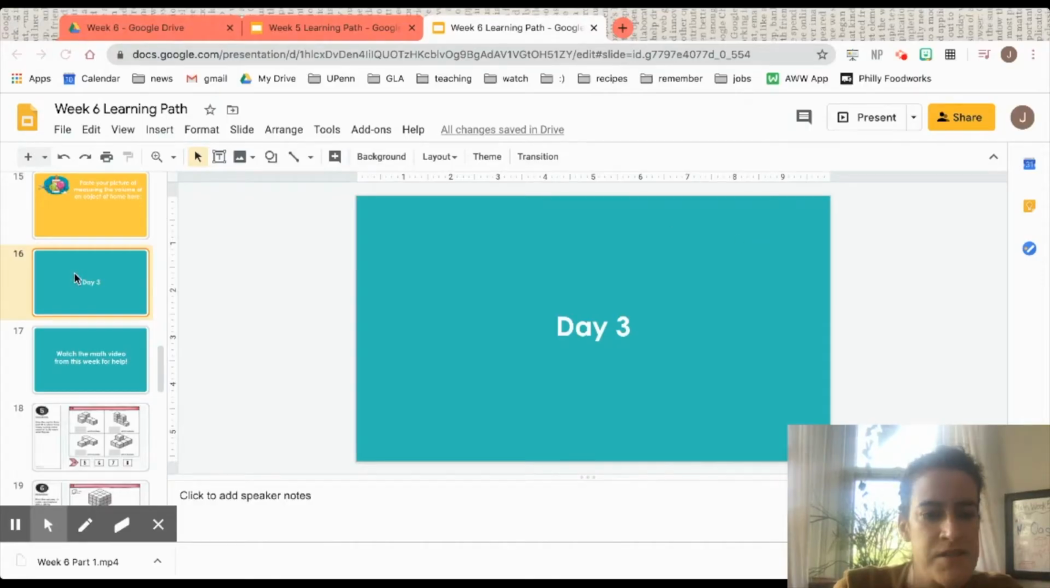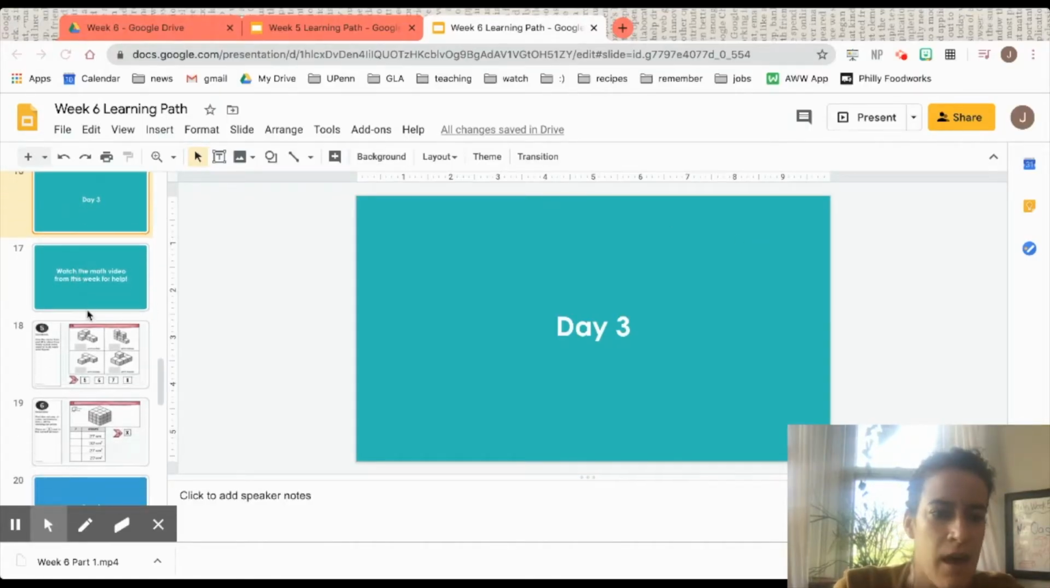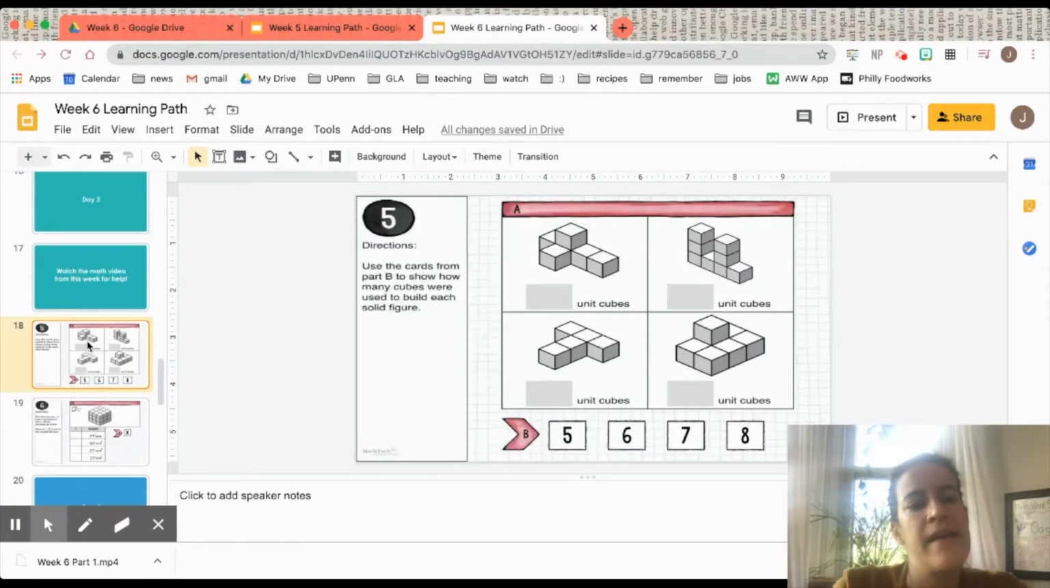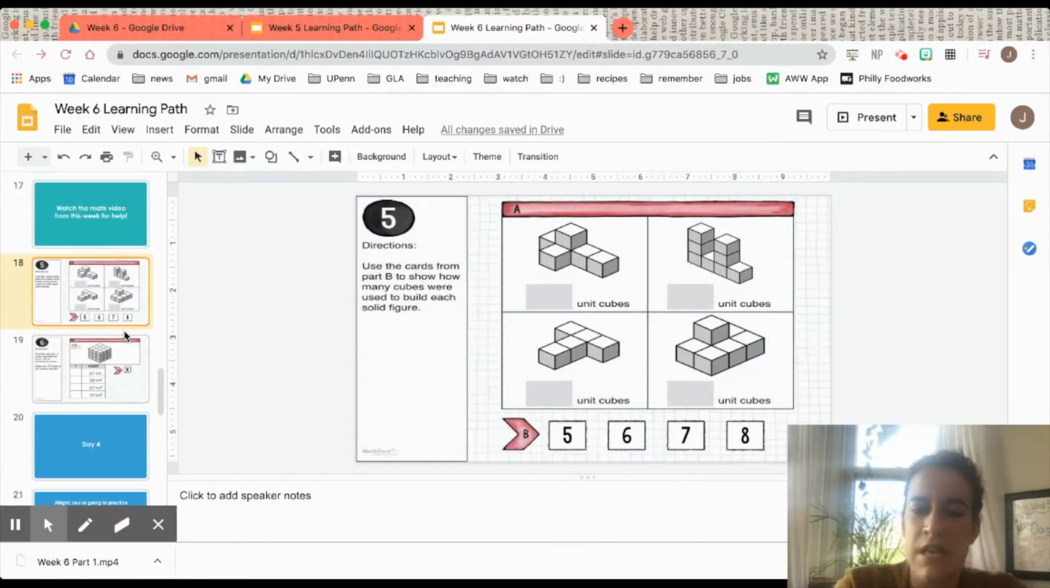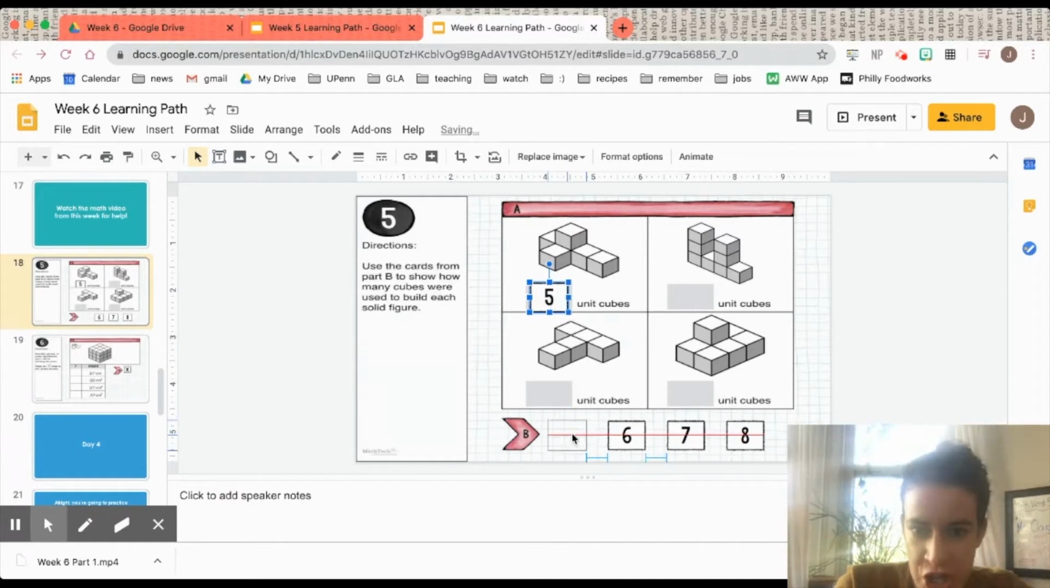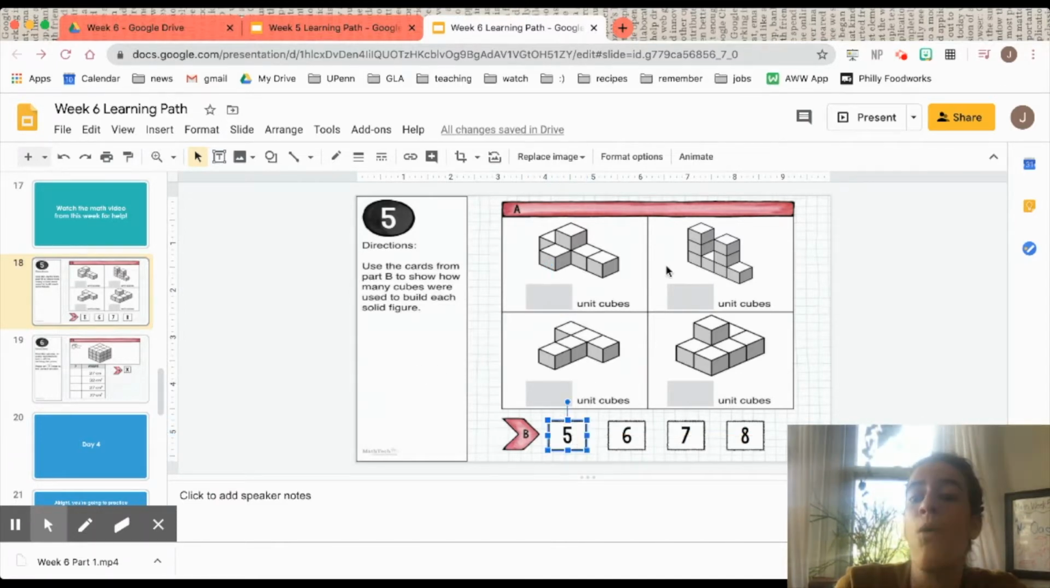All right, friends, so now you're ready for day 3. You're going to look at slide 18 and 19 for day 3. You're going to look at these different shapes that are built out of blocks. Today, you're going to drag and drop the answer to what is the volume of all of these different shapes, in units. So you just have to drag and drop the numbers, but you need to make sure to count them carefully.